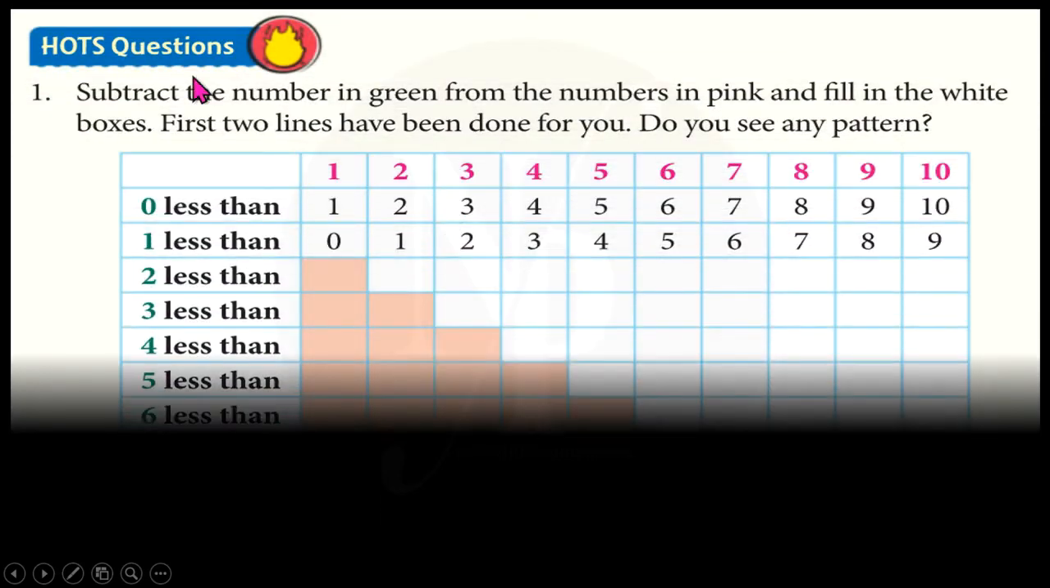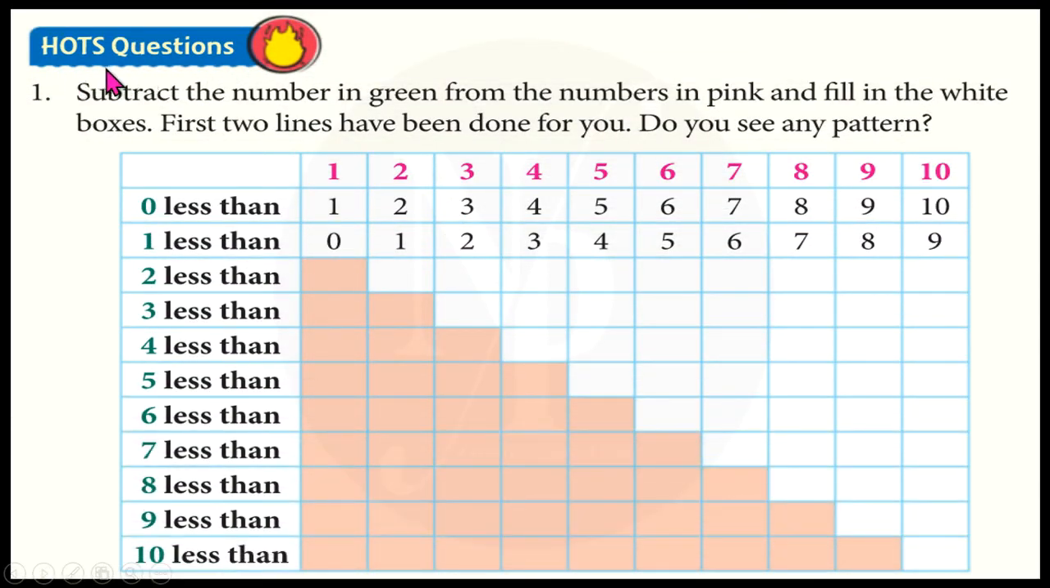Now we have HOTS questions, higher order thinking questions. Question number 1. Subtract the number in green from the number in pink and fill in the white boxes. First 2 lines have been done for you. Do you see any pattern?